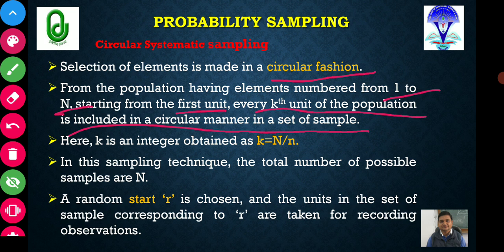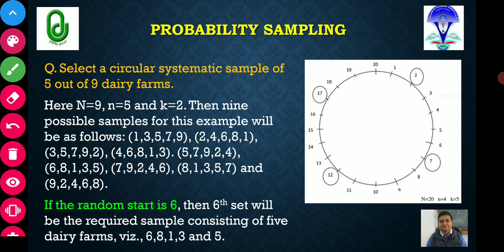Like the earlier one we have seen, we calculate k as capital N divided by small n. In this sampling technique, the total number of possible samples is capital N. We will select a random number, R, and subsequently we will select the sample. Just see this example.